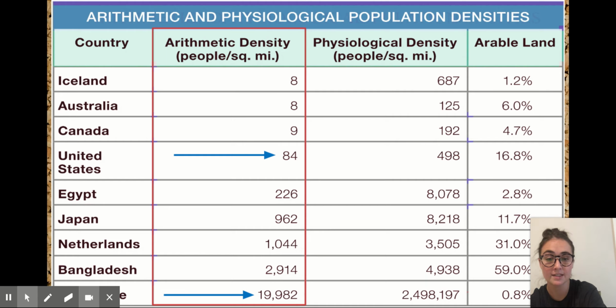All right, so the United States has an arithmetic population density of 84 people per square mile. That's not very many. And then this mystery country down here, I think it might be Singapore, has 19,982 people per square mile. So that's the difference in arithmetic density.